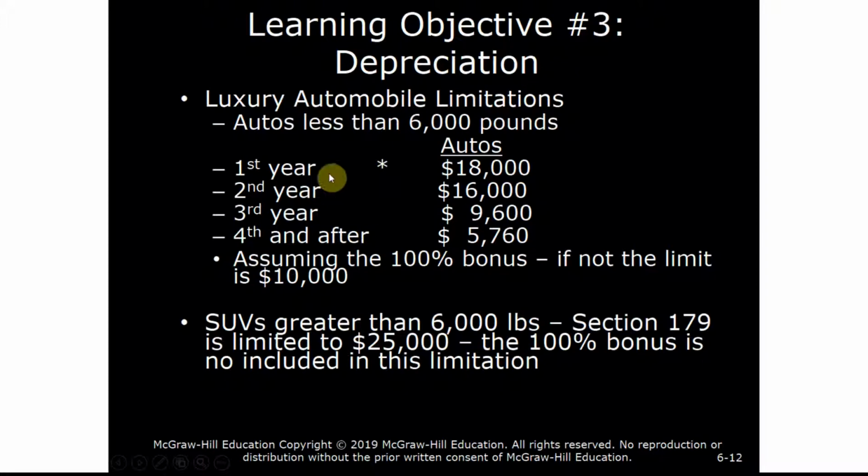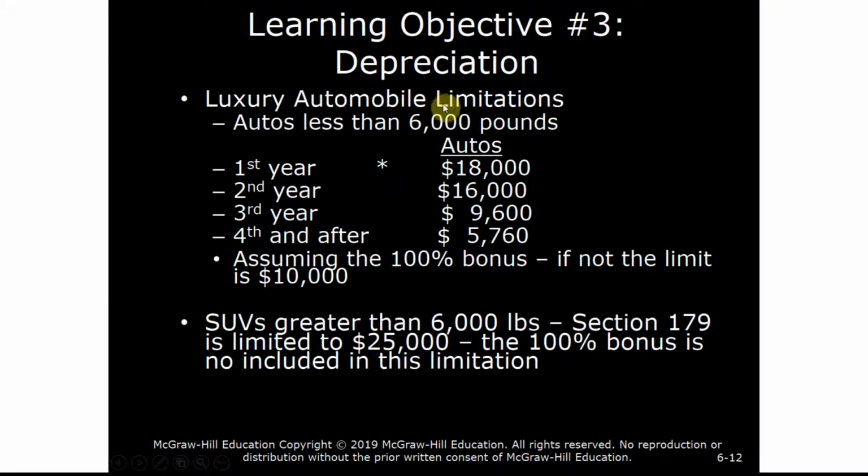I mentioned earlier the luxury automobile limitations. So autos less than 6,000 pounds. Now this has gone up this year. Slight error in your text regarding this table. On page 6-17, you should just insert year 1, year 2, year 3, and year 4. They have 2016, 17, 18, and 19 and succeeding, and that's incorrect. And so I would just replace those years with first year, second, third, and fourth.